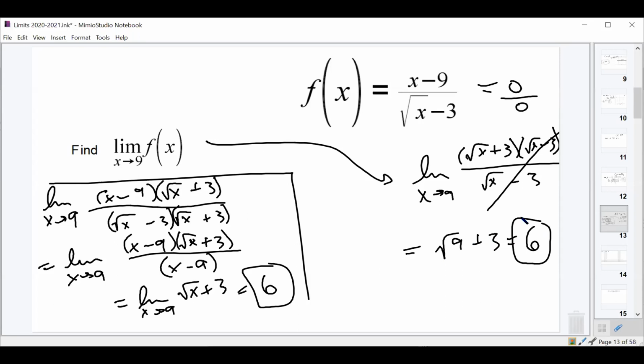One way by factoring, the other by multiplying by a conjugate. But it's important to remember the idea of multiplying by the conjugate, or rationalizing that denominator, because it is a helpful trick for solving some of these indeterminate limits. So far, good?